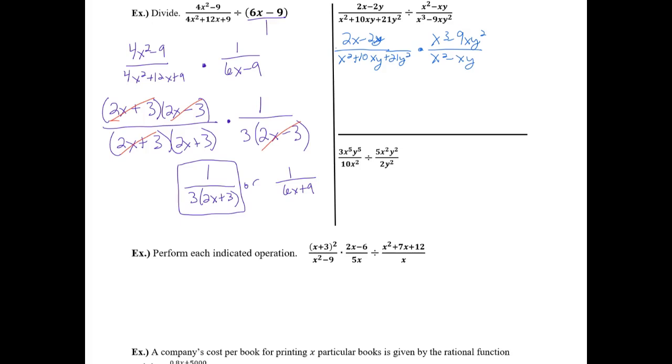So this first numerator has a GCF of 2. Divide that out, we're left with x minus y. The second one, this is a perfect square, but that is not. So this is not a perfect square trinomial. But I want things that will multiply to 21 and add to 10. So multiply to positive 21, add to 10. I'm thinking 7 and 3.